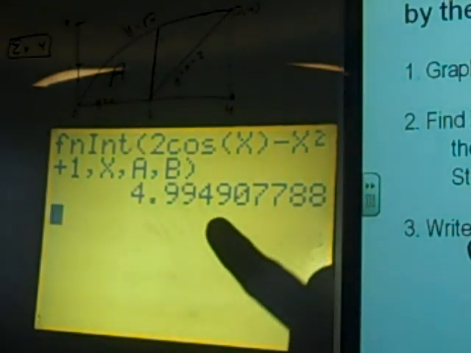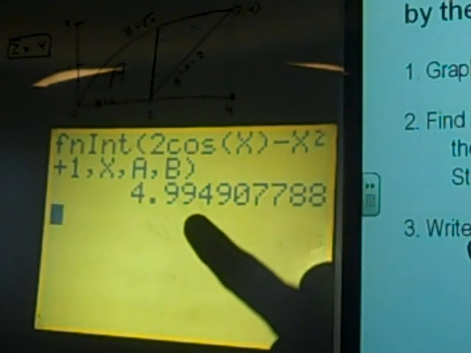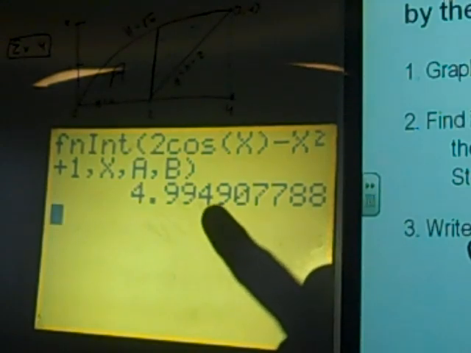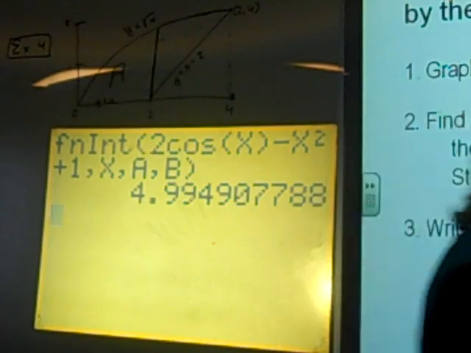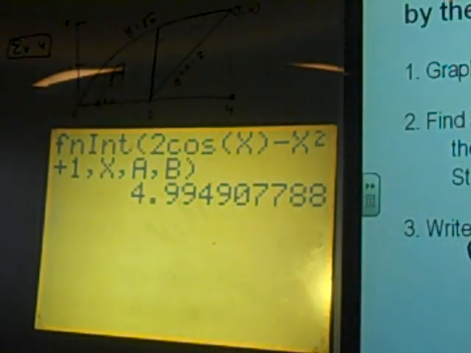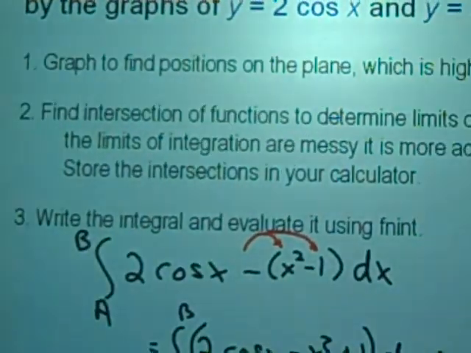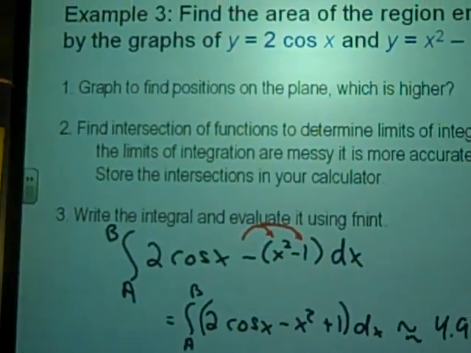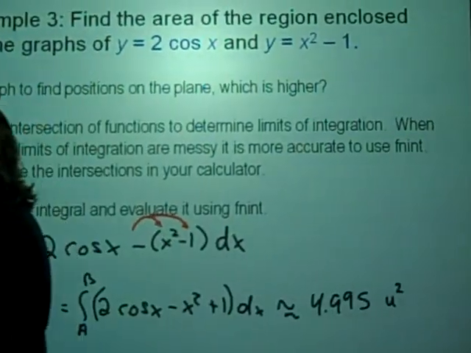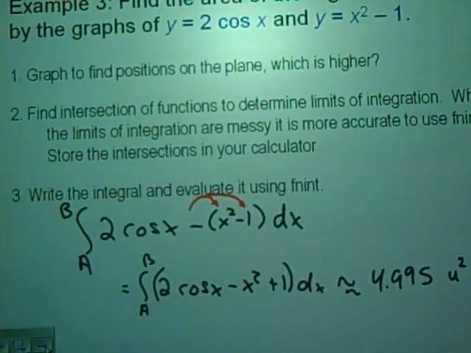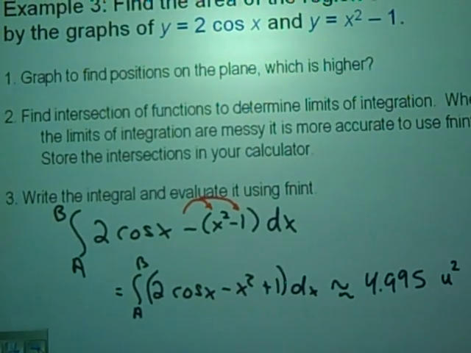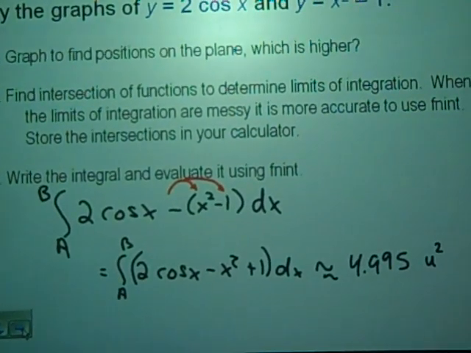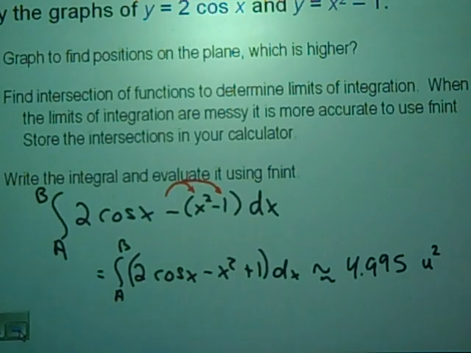And I see that that area is 4.995 cubic units, or square units, excuse me. So we can find the area using technology when we get a function that can't be done analytically. Okay? So that's that one.